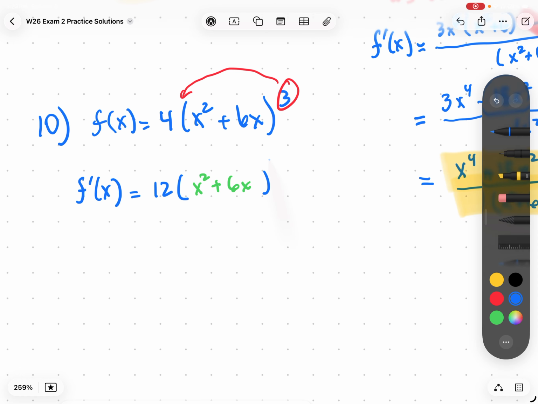We do mess with the exponent though, so that becomes squared. So now we have 12 times (x squared plus 6x) raised to the second power. Once you're done with that, make sure you multiply by the derivative of that green stuff. The derivative of x squared plus 6x is 2x plus 6. Don't forget that. And once you've done that, that green stuff is our chain rule.